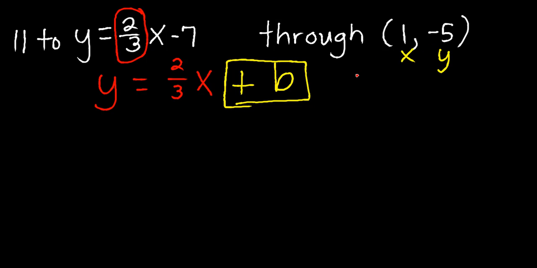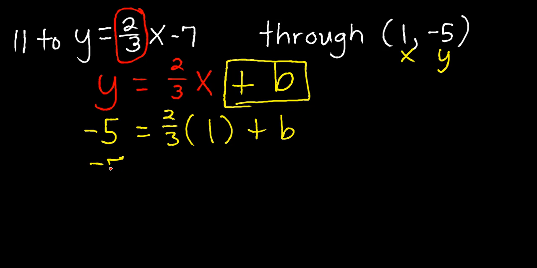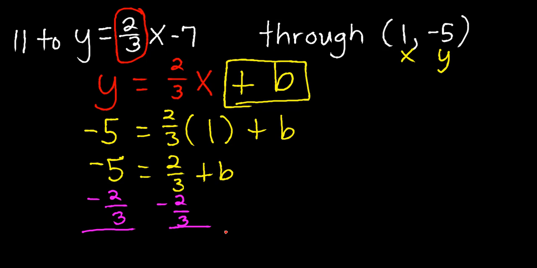So I'm going to plug in negative 5 for my y, and 2/3 x is going to turn into 2/3 of 1, plus b. We're going to solve for b. So negative 5 equals, well, 2/3 times 1 is just 2/3, plus b. I want to isolate b, so I'm going to subtract 2/3 from both sides. And I've got negative 5 and 2/3 is equal to b.